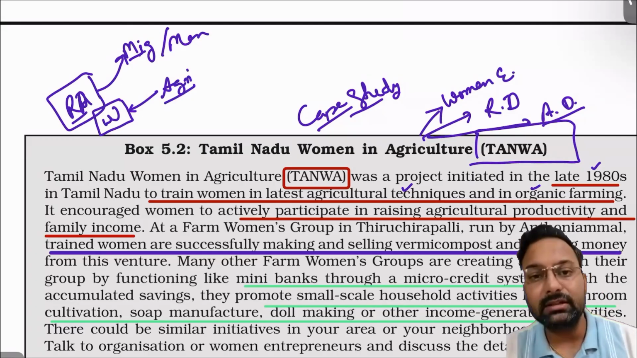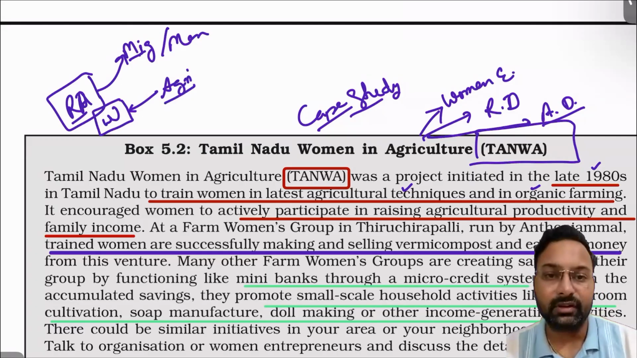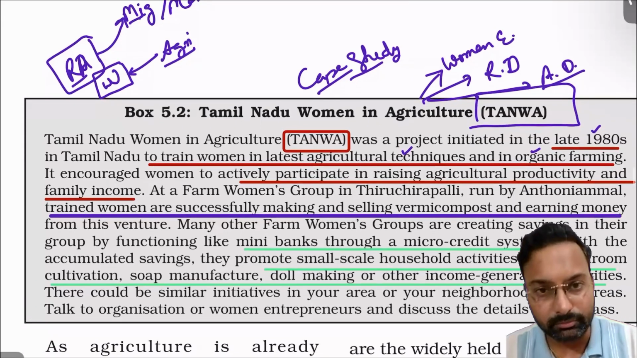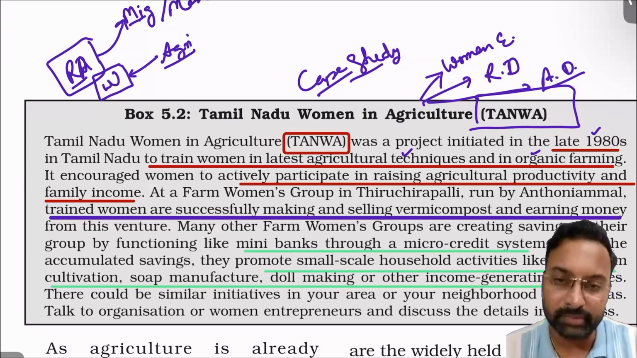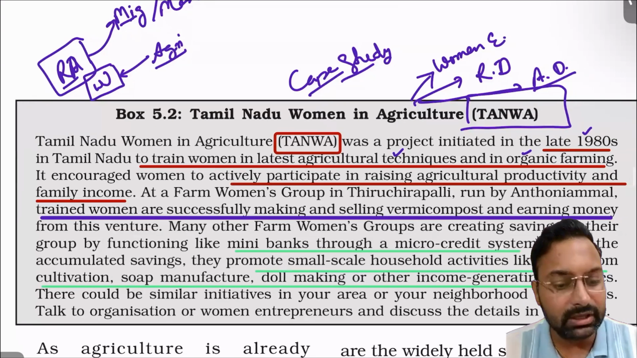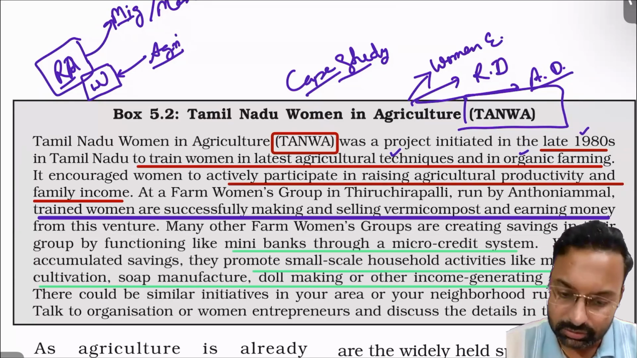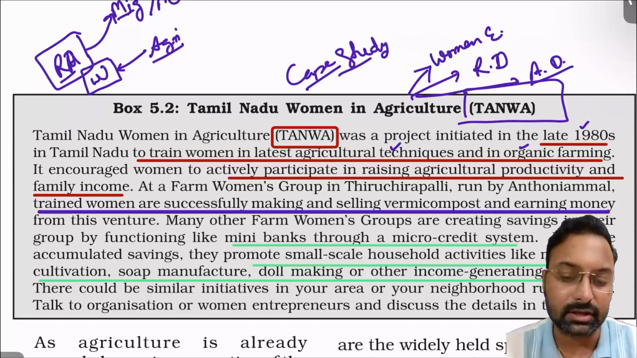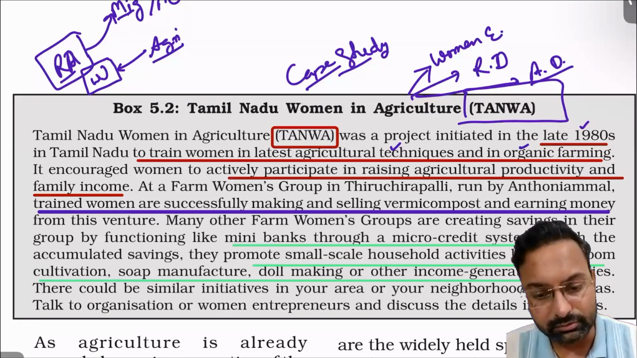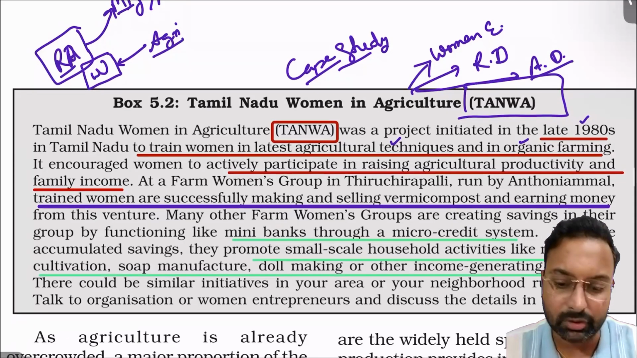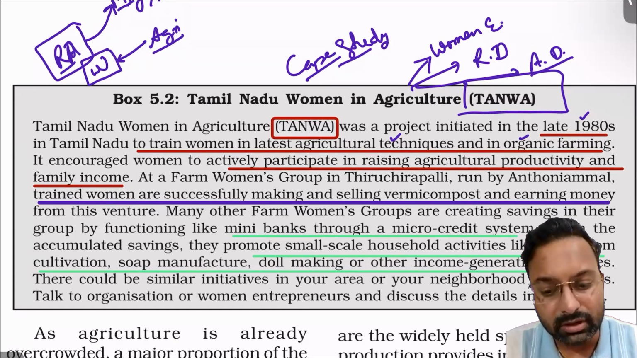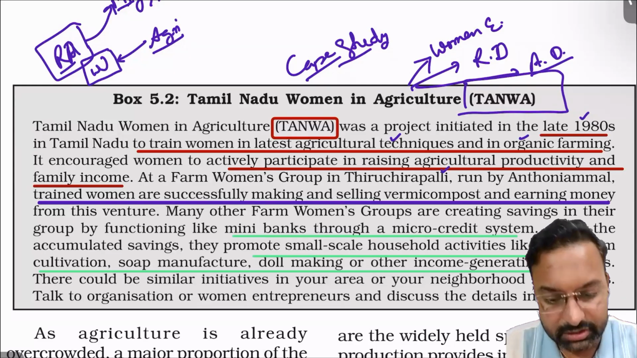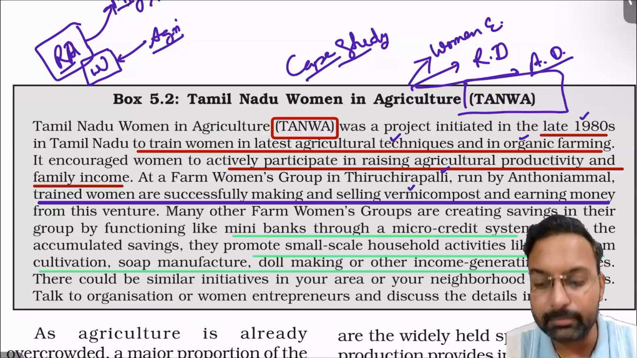So there is a dependency on women to do the agriculture activities by themselves. So Tamil Nadu realized that the women need to be trained in the agriculture activities as well as organic farming, in order to make them the most productive asset and also improve the agriculture output of the state. So this Tanwa project was started, and skill training in agriculture techniques and organic farming was given to the women at that point of time, right? And this led to a rise in agriculture productivity as well as farmers' income. And those trained women were successfully making and selling vermicompost and earning money.